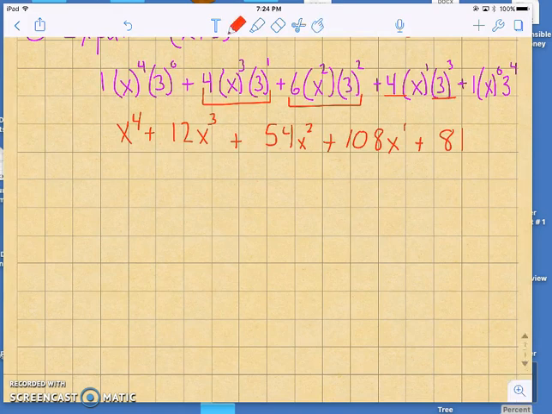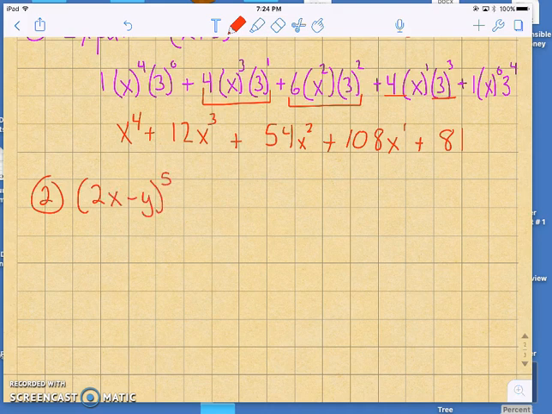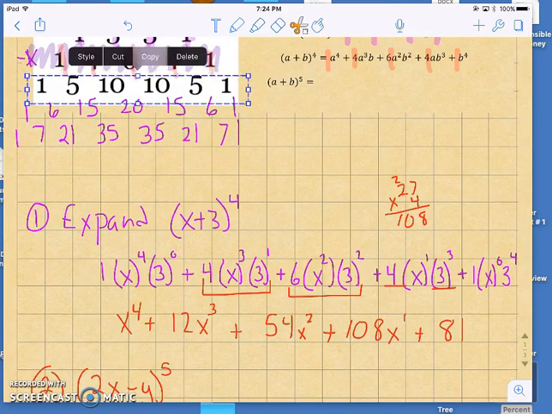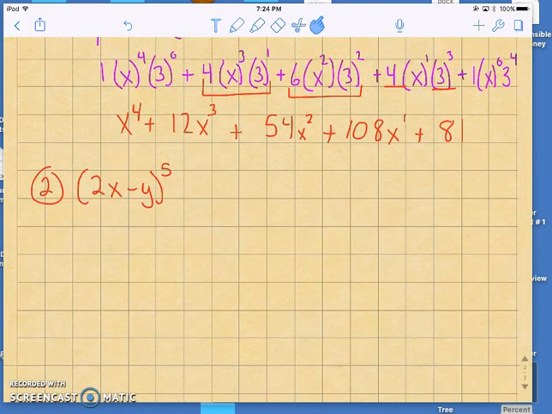So let's take a look at the next one here. We're going to take a look at one with subtraction. So 2x minus y to the 5th. So we're going to have to use that 5th row. So I'm just going to copy this 5th row so I don't need to keep going up there.